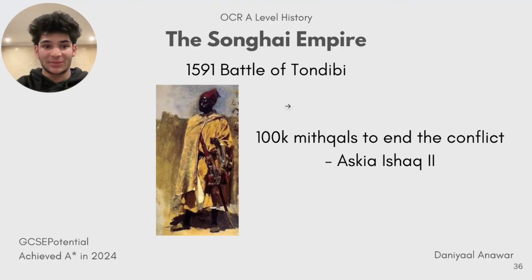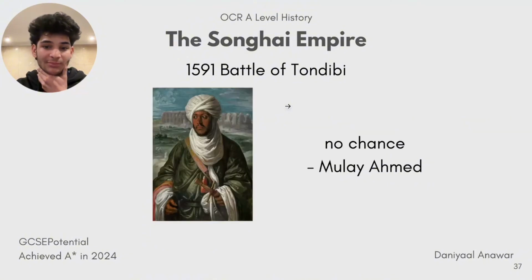Towards the end, actually, this is the final point, Askia Ishaq II said he would pay 100,000 mithqals to end the conflict, which was a currency at the time. And that's a lot of money. I don't know how much that is, but it's probably a lot of money, right? And Mulai Ahmad said, no chance. You're cooked, mate, you're cooked.